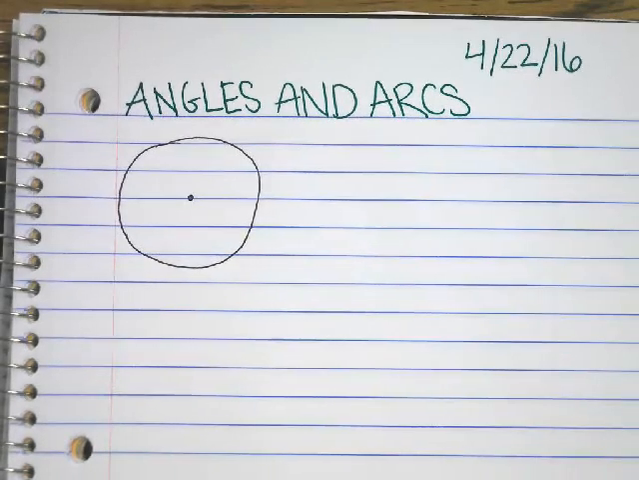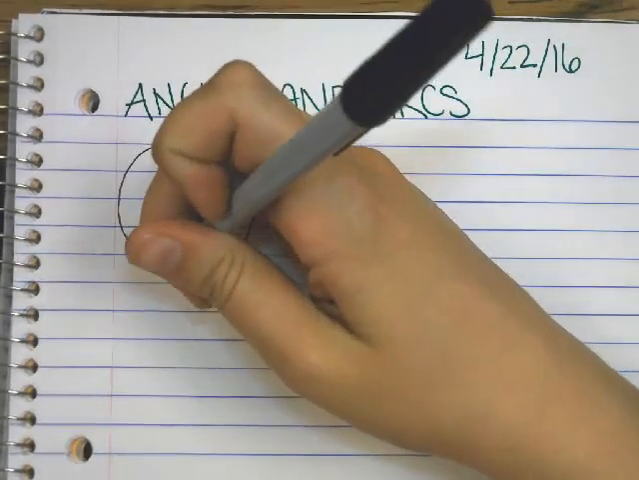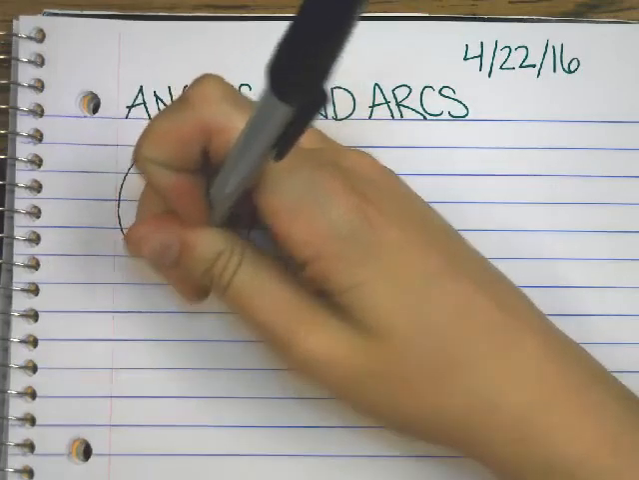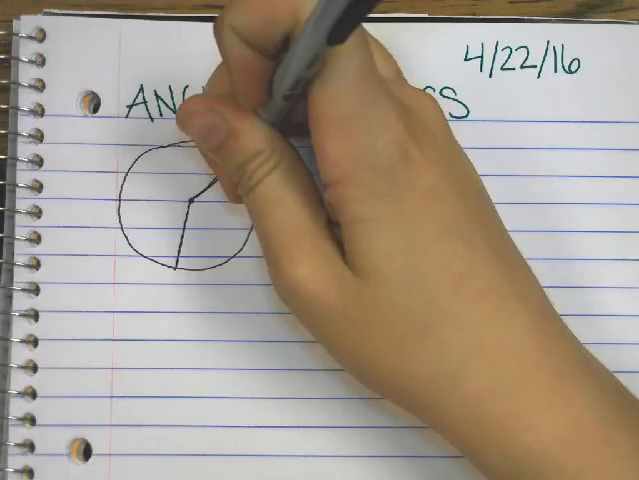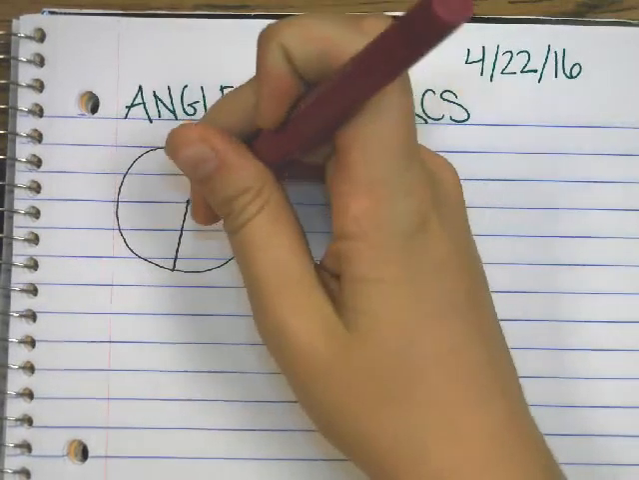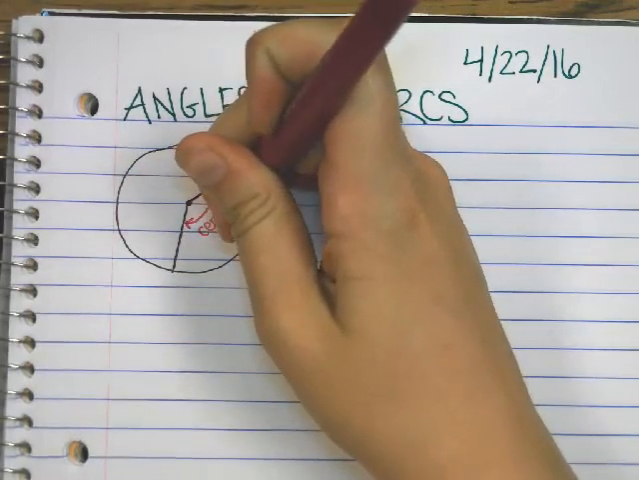And what we're talking about today is angles that are inside circles. Okay? So we are going to set up, and you can make this as big or small as you would like, an angle inside of our circle. Just like that. This angle here is called a central angle. Right here. This is called a central angle.